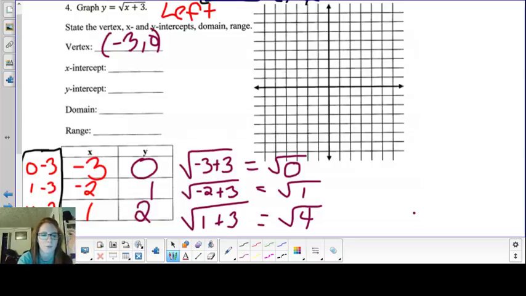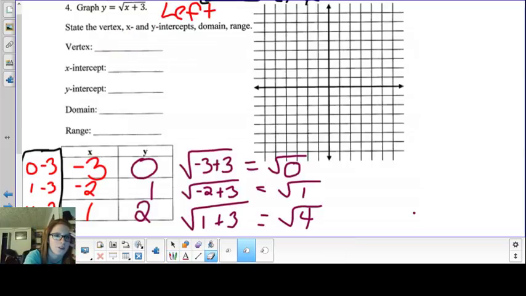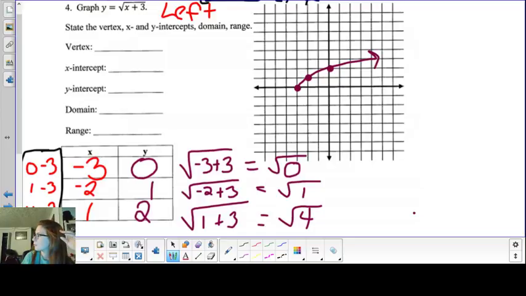Oh, I didn't plot any of my points. What am I doing? I can't answer any of these questions. I can't see anything. So I'm at negative 3, 0. So I'm going to go to the left 3, up none. That's a really poorly placed dot. Let's try that again. A little better. Then I have negative 2, 1, and I have 0, 2. Connect my dots. Hey, it looks like half a parabola.